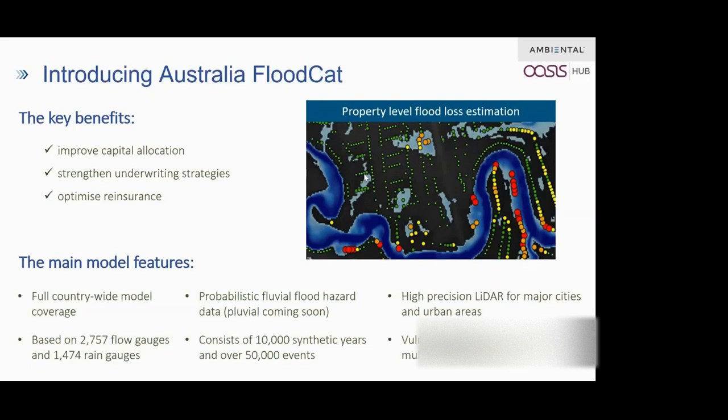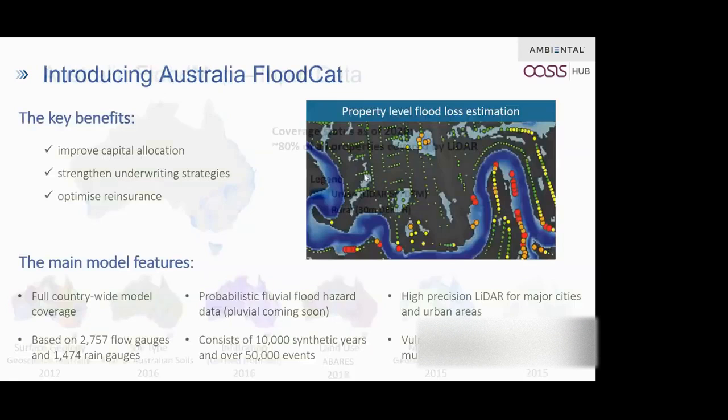And coming to the exposure data, we have high precision LiDAR for major cities and urban areas. Why is this important? Why am I reiterating on having high precision LiDAR for major cities? We will answer this by end of the slide deck. That's going to be the major discussion for this piece. And last but not the least, the vulnerability data representing multiple building types.